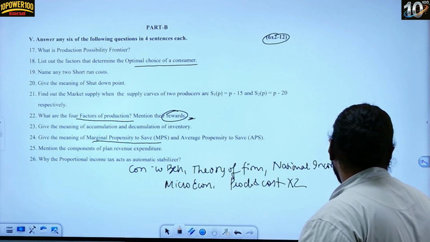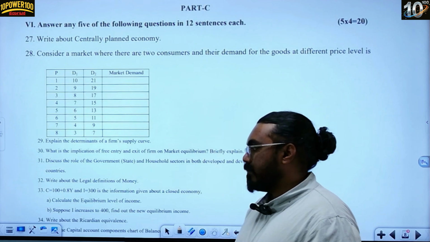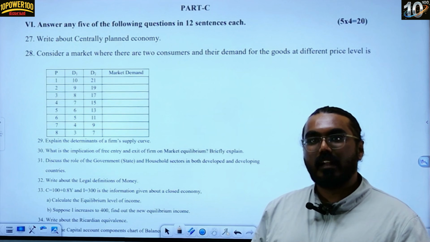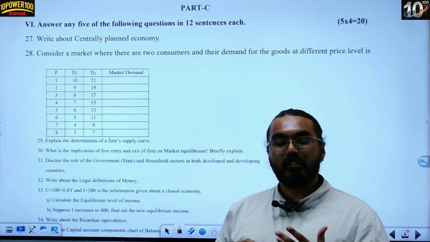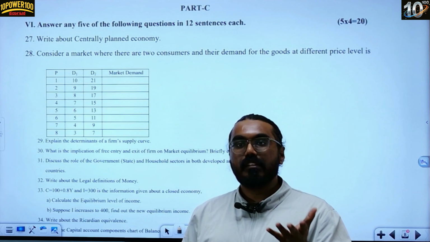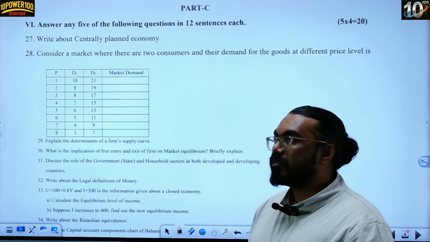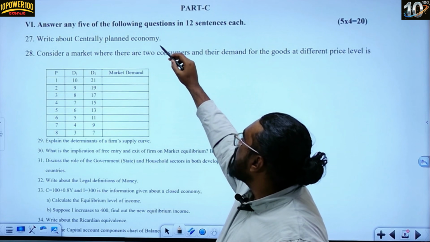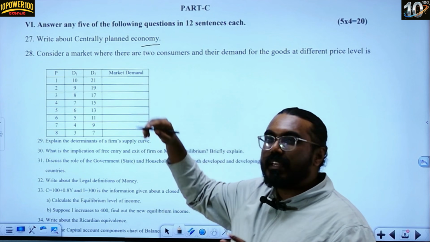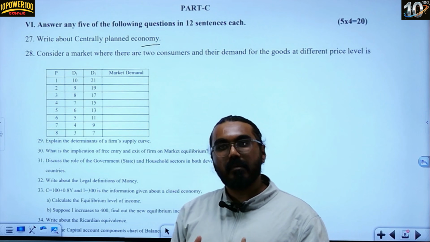Now let's move on to the 4 mark questions. In the 4 mark questions, there are a lot of lessons that repeat, right? The first thing from your 4 markers is that you will have questions from Introduction to Microeconomics. This is centrally planned economy. It's a very basic, very simple answer also, right?